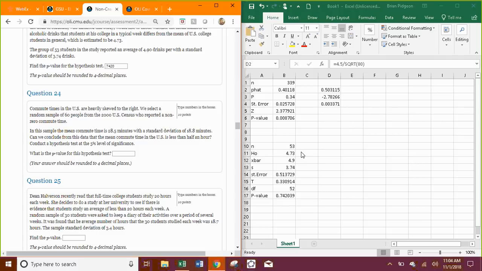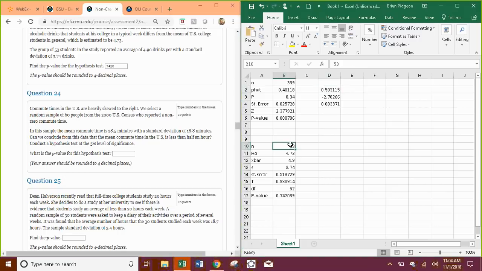Going back to the test. Okay, 24. Commute times in the U.S. are heavily skewed to the right. We select a random sample of 60 people from the 2000 U.S. Census who reported a non-zero commute time. In this sample, the mean commute time is 28.5 minutes with a standard deviation of 18.8. Can we conclude from this data that the mean commute time is less than half an hour?